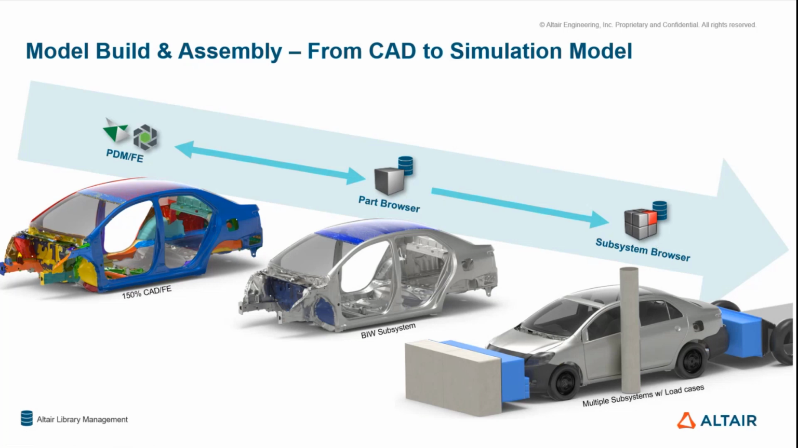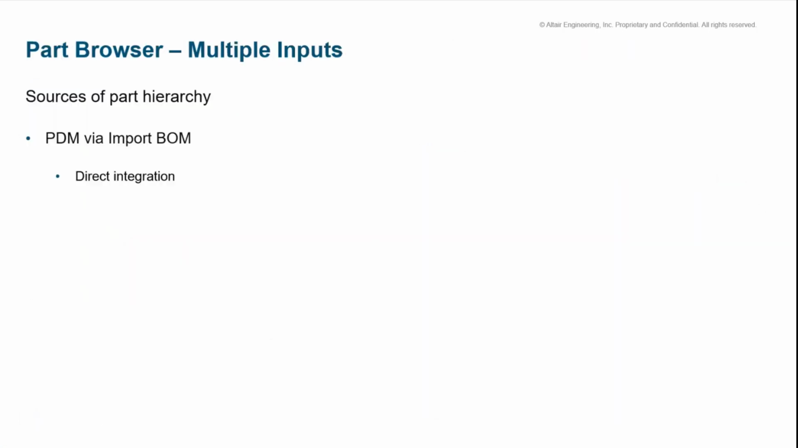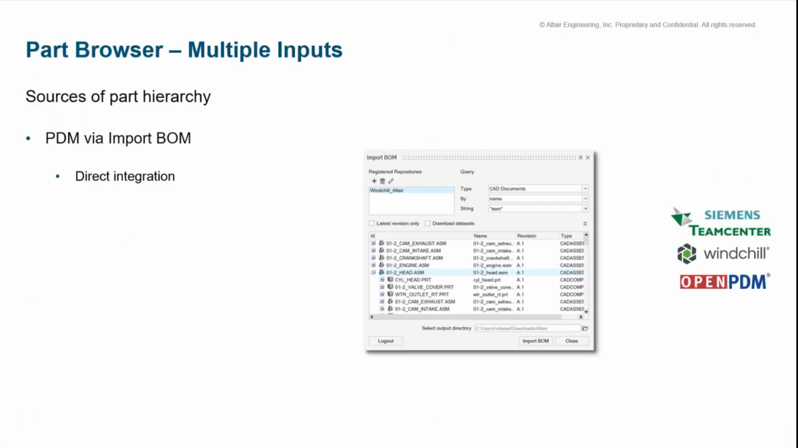So this is essentially the basic schematic of the workflow. Of course, there are additional things that need to be considered, but the workflow that most of the customers like is this one. So the basis for this is parts and hence the part browser. Part browser has multiple sources of part hierarchy. You can use multiple inputs, and the one that will be used in the slides is PDM via import BOM or direct integration, as we normally refer to it. It supports Siemens Teamcenter, PTC Windchill, and ProStep OpenPDM right now.